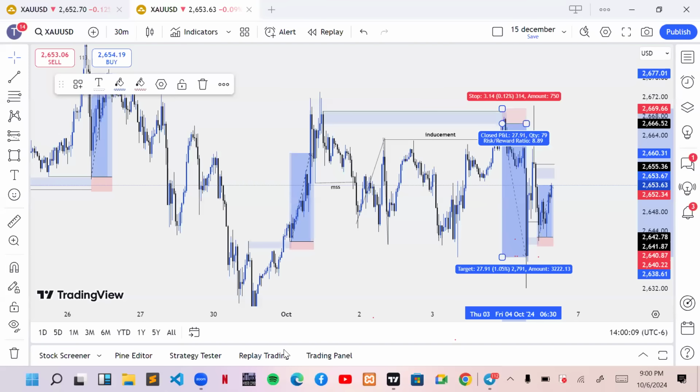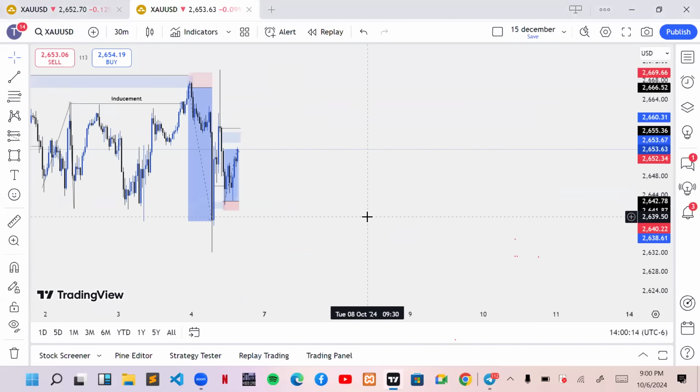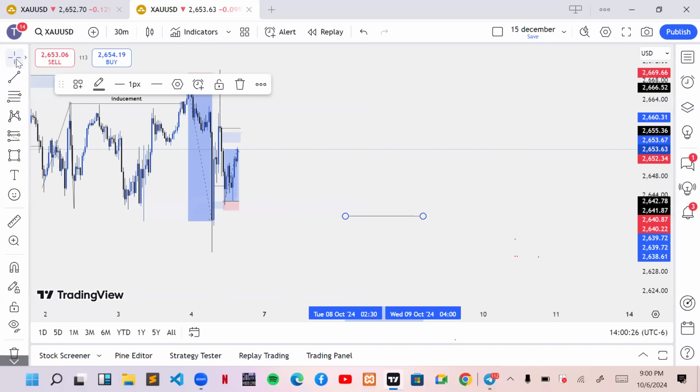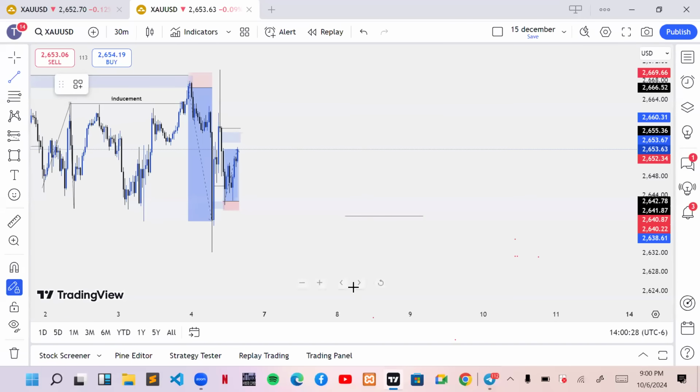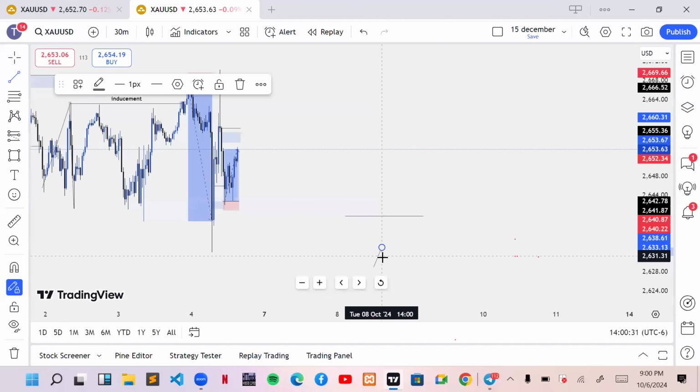How do you know a valid pullback after inducement? Okay, like I said, a valid pullback needs to push market close to at least 50% or above of the last move. Let's say this is a resistance level, and the market was making higher highs and higher lows. The market does something like this, breaking this zone. So there was a break of structure. After the break of structure, market does something like this.